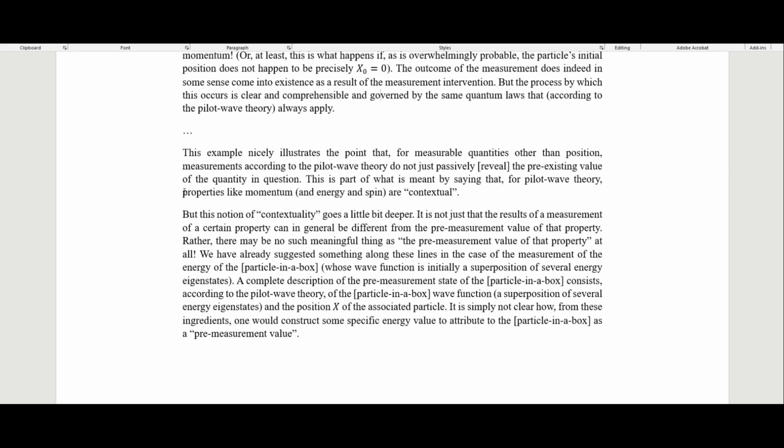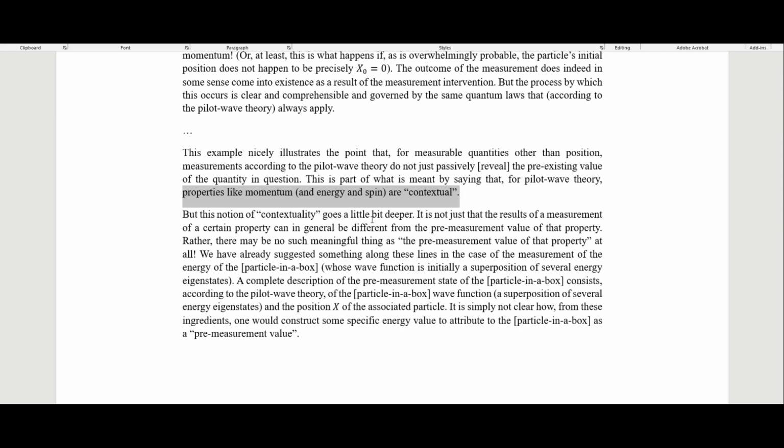But anyway, to continue on, Norsen says this example nicely illustrates the point that for measurable quantities other than position, measurements according to the pilot wave theory do not just passively reveal the pre-existing value of the quantity in question. This is part of what is meant by saying that for pilot wave theory, properties like momentum and energy and spin and so on are contextual.